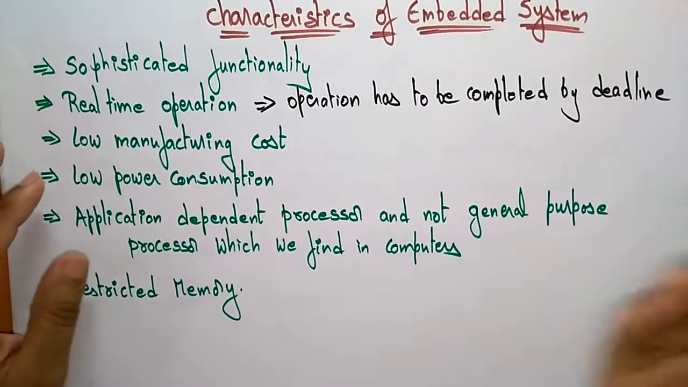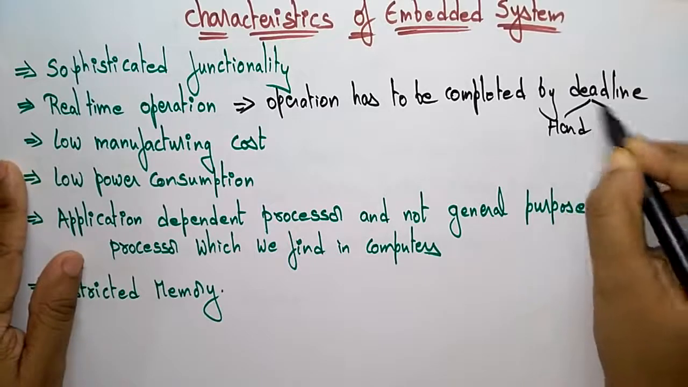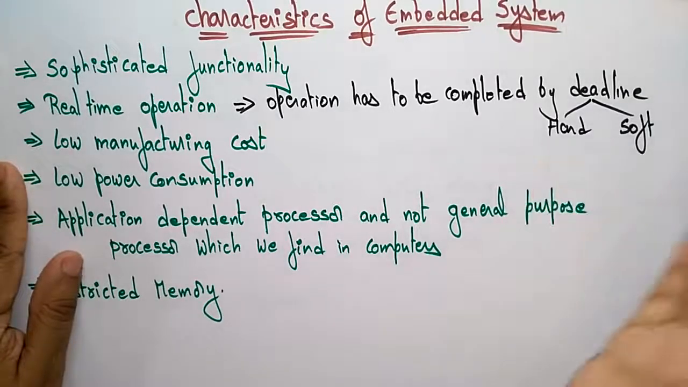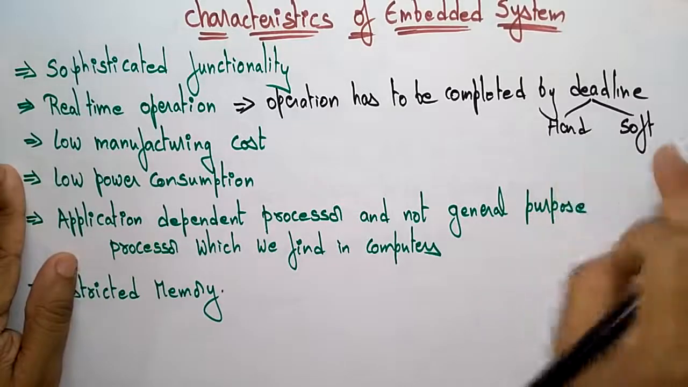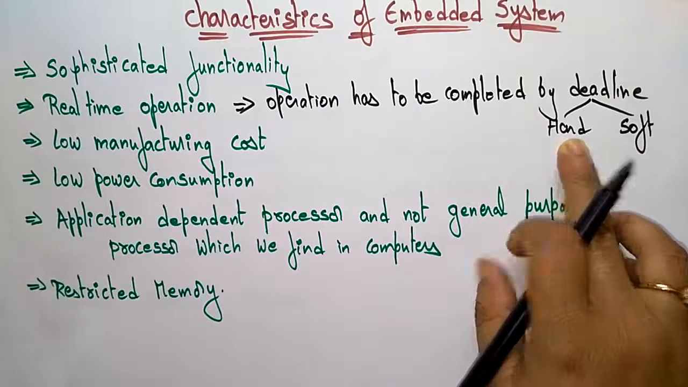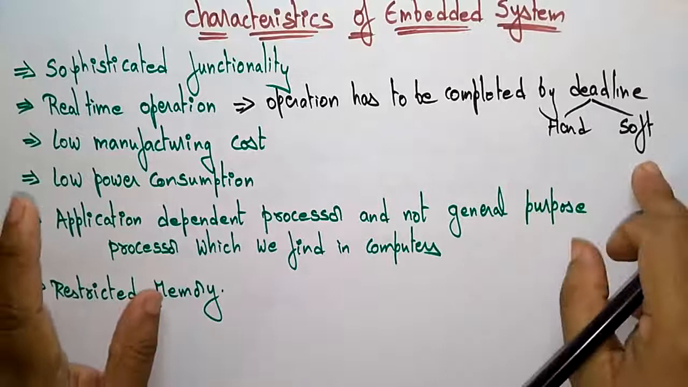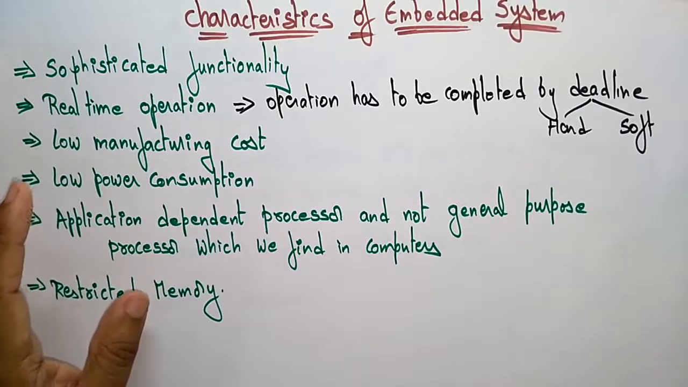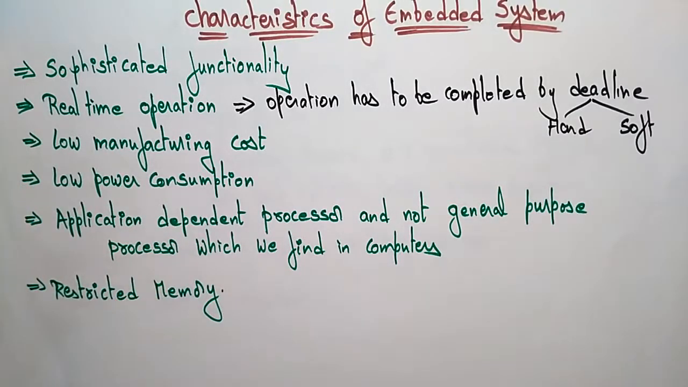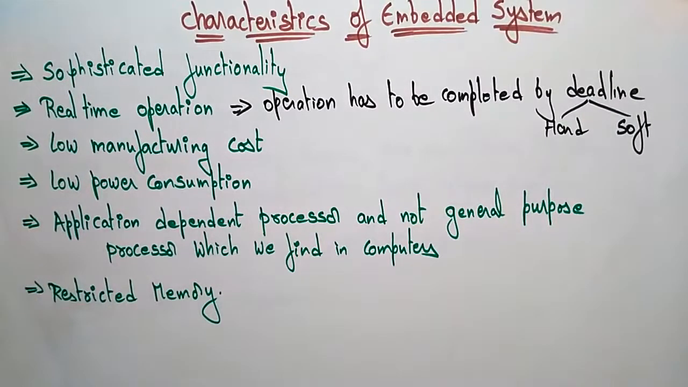There are two kinds of real-time deadlines: one is hard and the other is soft. We will explain that later, but I'll give a small explanation about hard and soft deadlines. A hard deadline means we cannot miss the deadline. Once the deadline is fixed, the work has to be completed at any cost. A soft deadline means we can miss the deadline; sometimes the work may be completed after crossing the time. But with a hard deadline, the work has to be completed within that deadline.